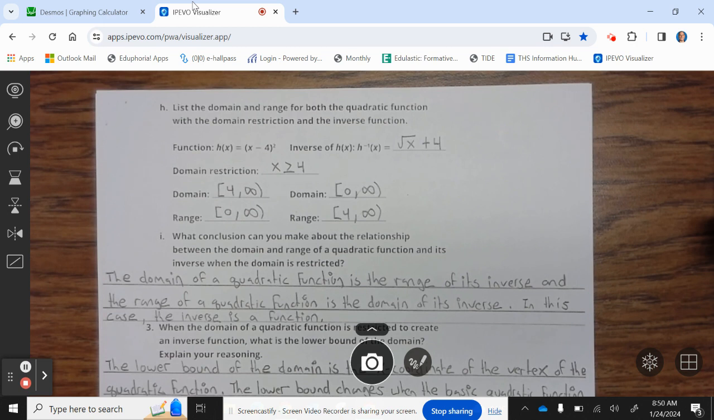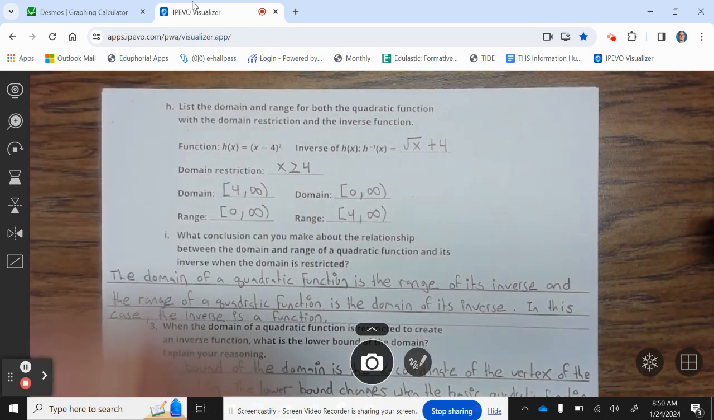When the domain is restricted to x greater than or equal to 4, the domain is bracket 4 to infinity, and the range is bracket 0 to infinity for the function. And for the inverse, the domain is bracket 0 to infinity, and the range is bracket 4 to infinity. Again, for the inverse, notice the domain and range switched.